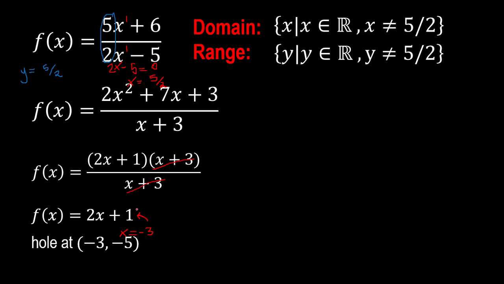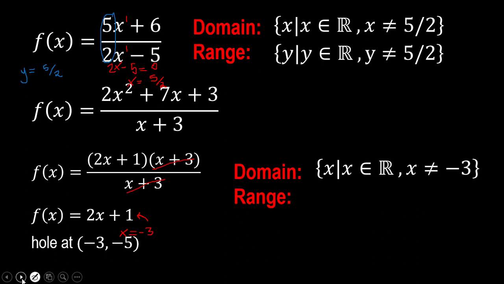As we simplify the function, we have 2x plus 1, which leads to a linear function. However, there's a hole at the point negative 3 comma negative 5. So let's identify the domain and the range. Since this is a hole, we all know that it is excluded. Since this is a linear function, it is an element of all real numbers for both the domain and range, except only for the hole. So the domain is all real numbers except negative 3, and the range is all real numbers except negative 5.